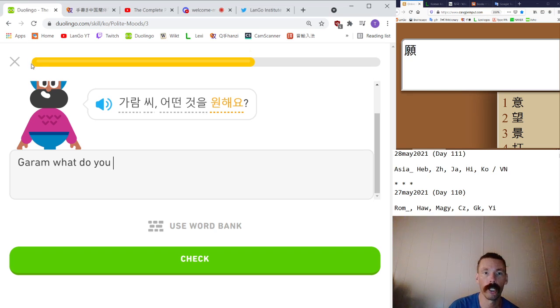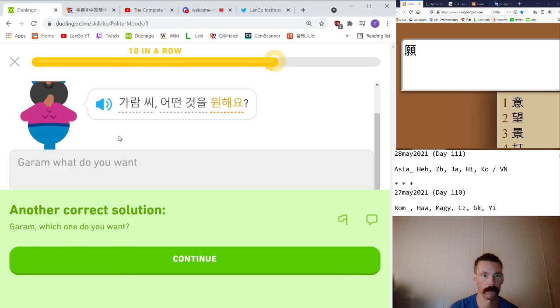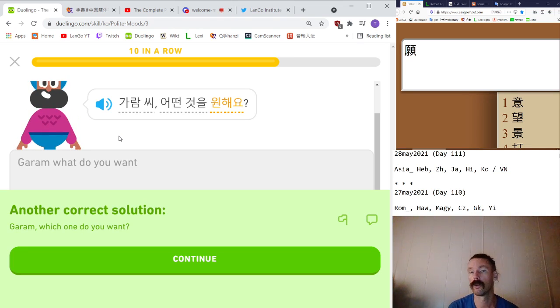But for Korean, 원하다, it means want. What do you want? Which one do you want? 어떤 것을. I think I may have seen that before. Good. Oh, and those two halves of it are not identical. They look alike, but they are kind of different.